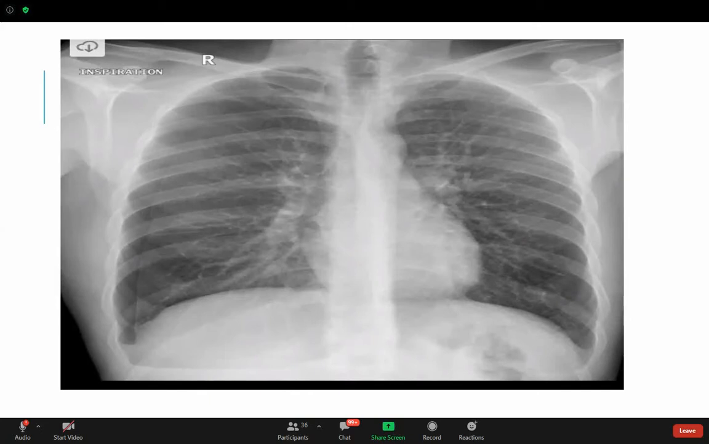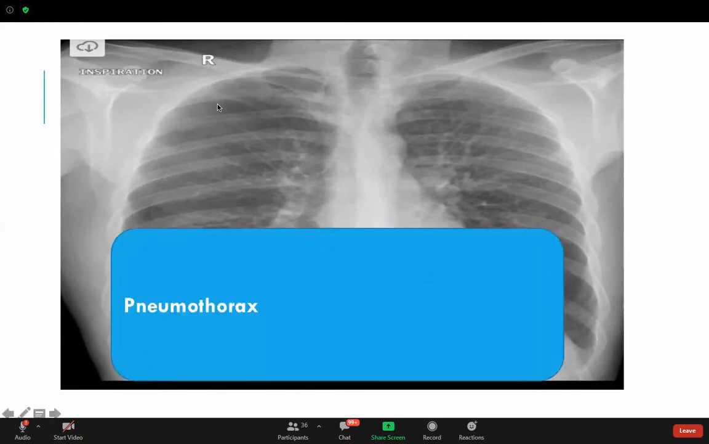Okay. Fine. Good. So very simple, this is pneumothorax. Okay. You guys can hear me clearly? Guys, can you hear me?